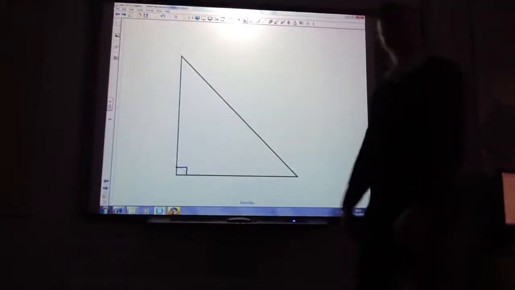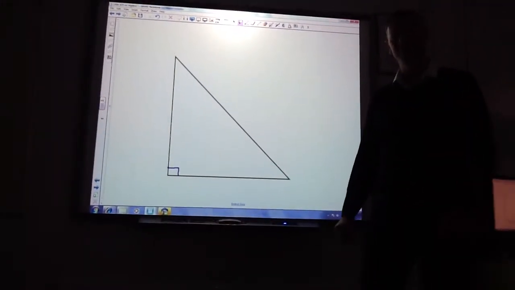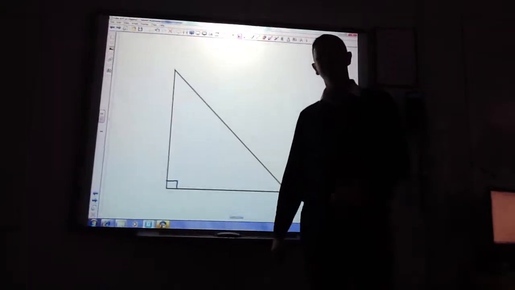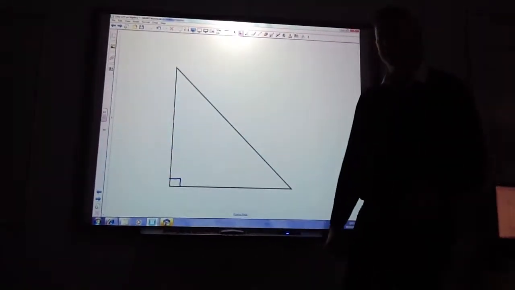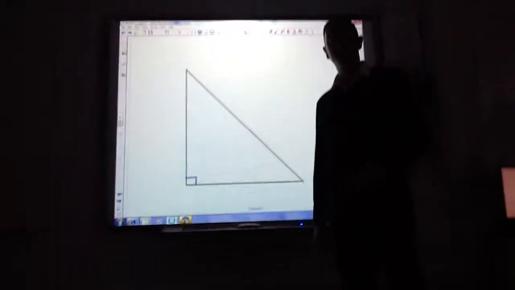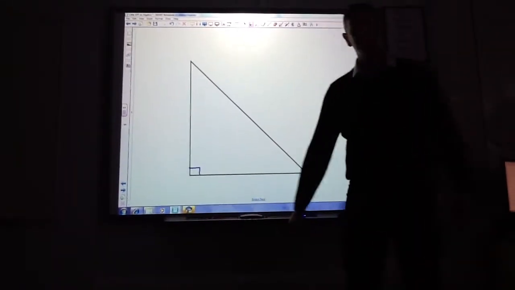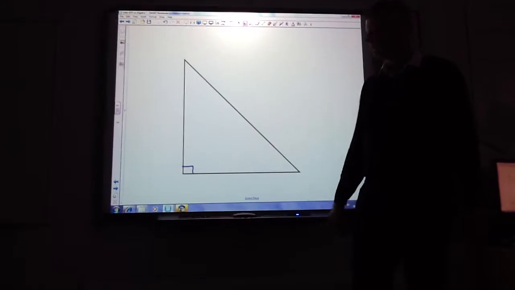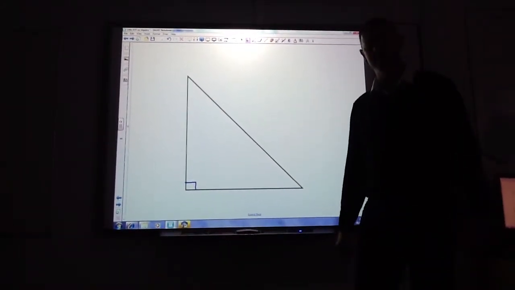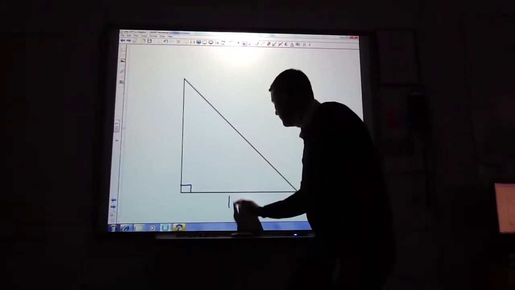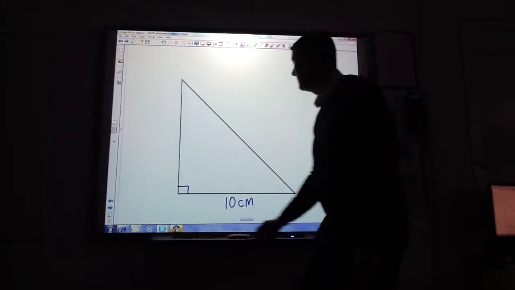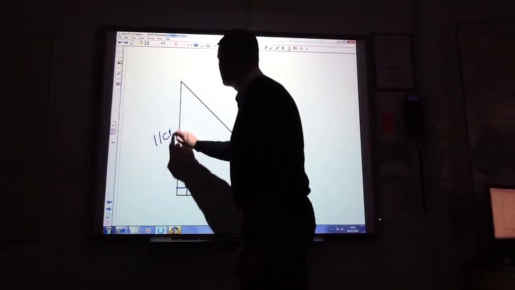Right angle triangle. There's a few things we can be asked about this. We can be asked to find its area, we can be asked to find some of the angles inside of it, and we can ask to find the lengths of any of the sides. So let's start by finding the area, but to do that we'll have to put some numbers in to help us out. So let's imagine that this is 10 centimetres and that this is 11 centimetres.